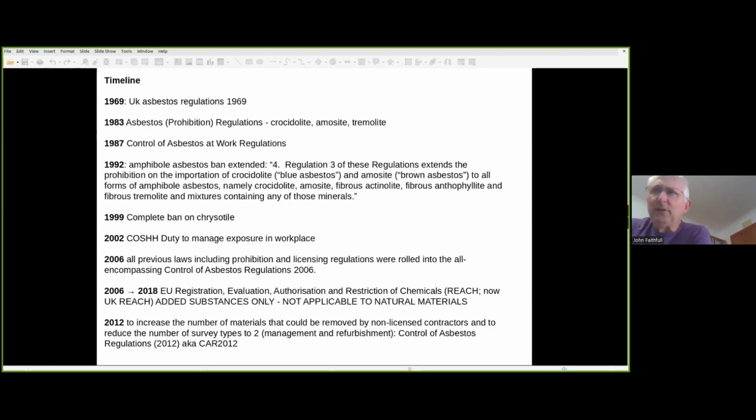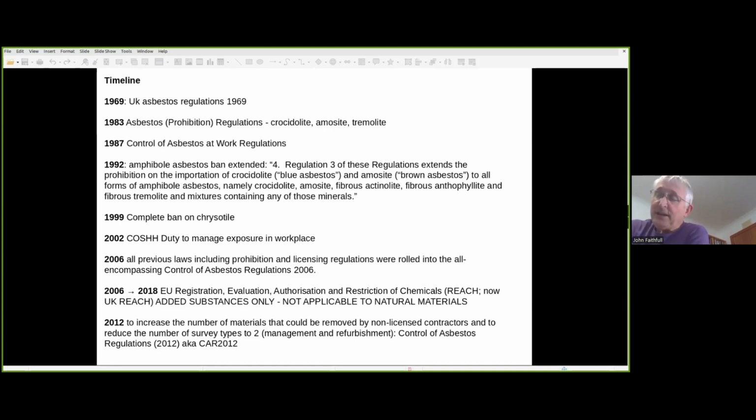If we have a wee look at the UK timeline on this, really until 1983 there was no prohibition on using asbestos in any materials we wanted in the UK. In 1983 the amphibole asbestos products were banned, and then in 1999 there was a complete ban on chrysotile.